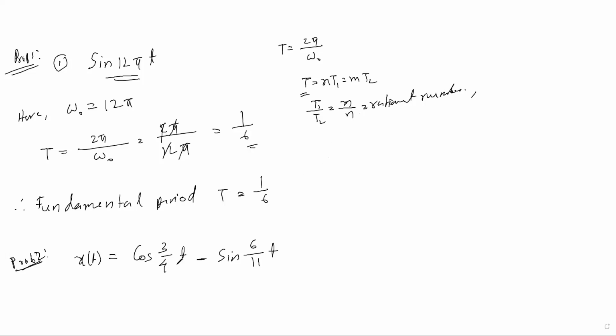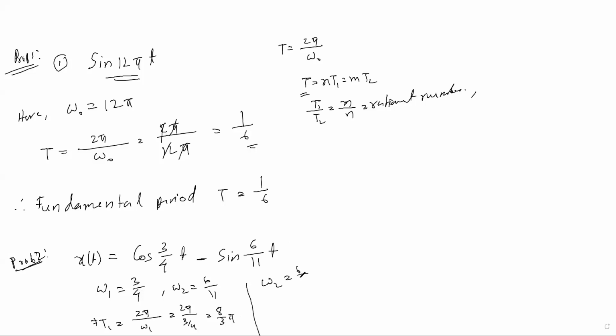Okay, let us solve. What is omega 1 here? Omega 1 equal to 3 by 4. What is omega 2? It is 6 by 11. So what is T1 then? T1 equal to 2 pi by omega 1, means 2 pi by 3 by 4, which is 8 by 3 pi. Understood?